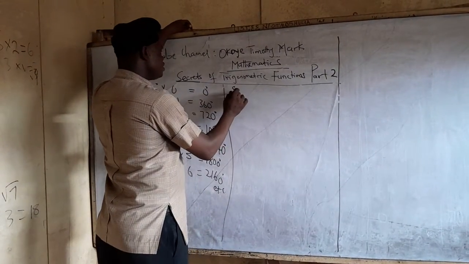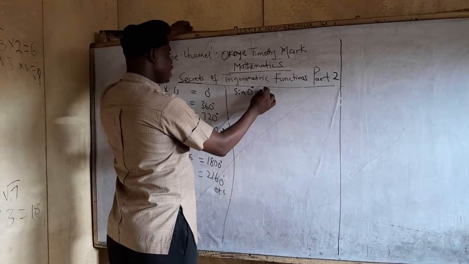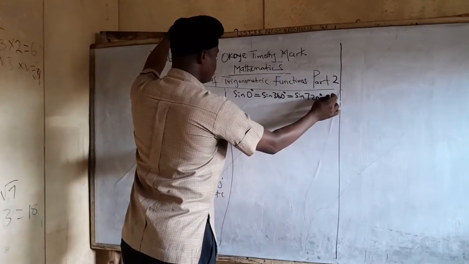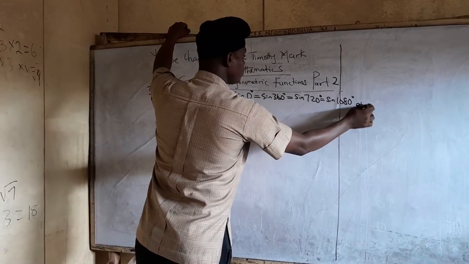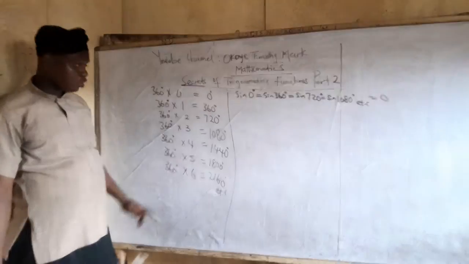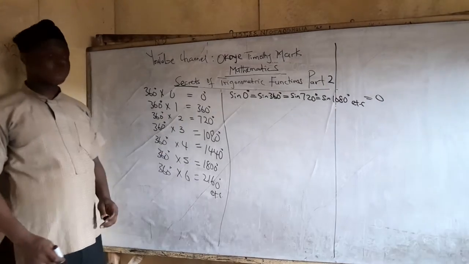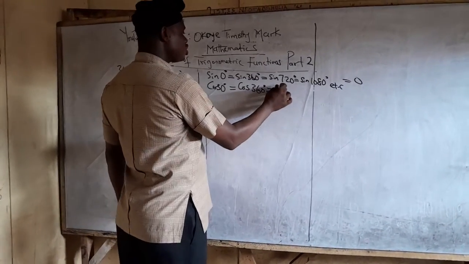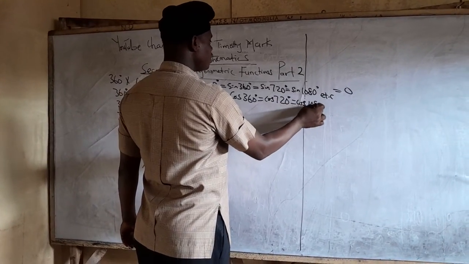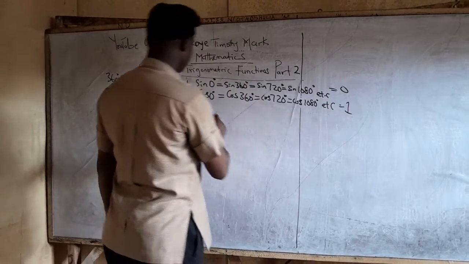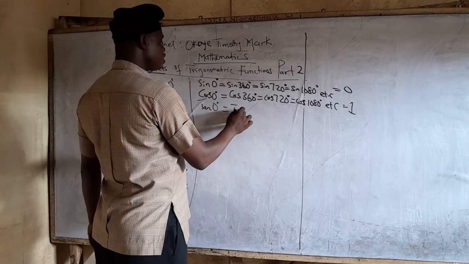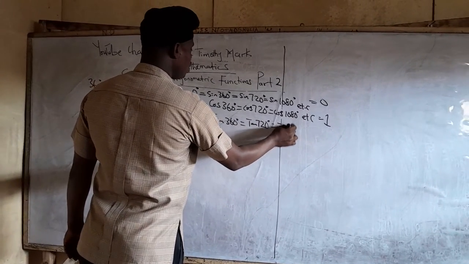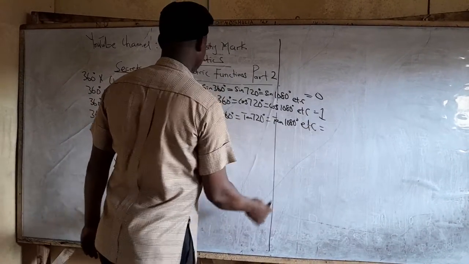Hence, sine 0 degree is exactly sine 360 degrees, and sine 720 degrees, sine 1080 degree etc, and that is 0, because they are all whole number multiples of 360 degree. Cos 0 degree is exactly as cos 360 degree, cos 720 degree, cos 1080 degree etc, and that is 1. Tan 0 degree, tan 360 degree, tan 720 degree, tan 1080 degree, etc, and that is still what? 0.